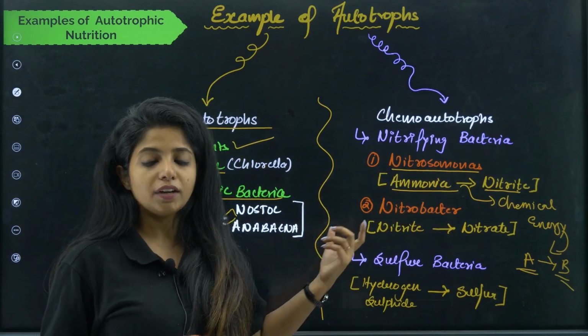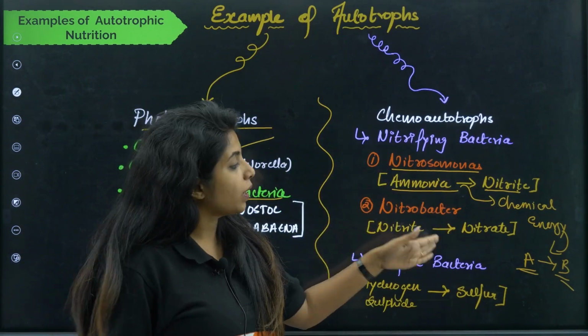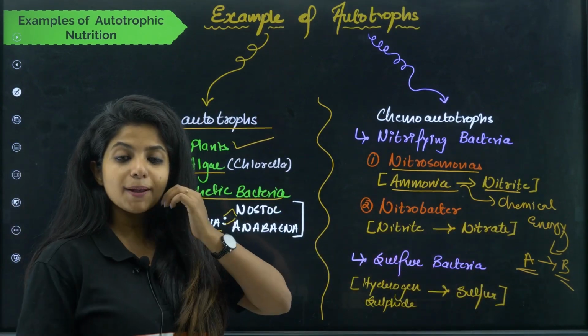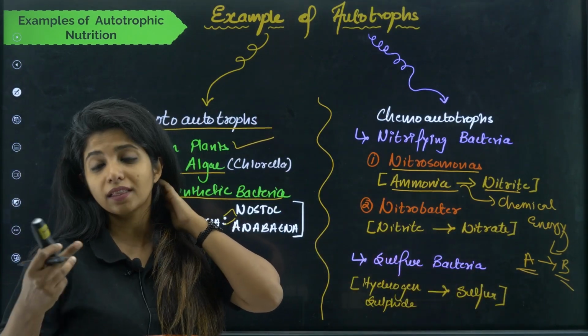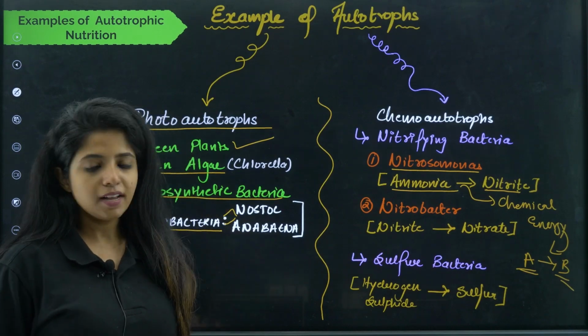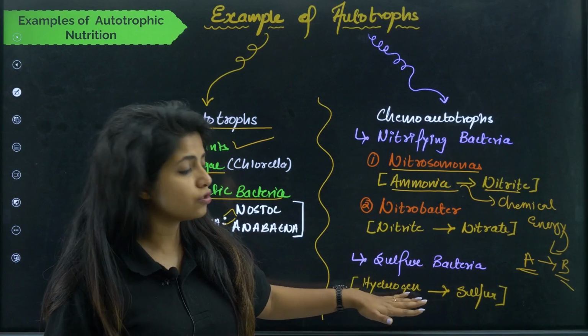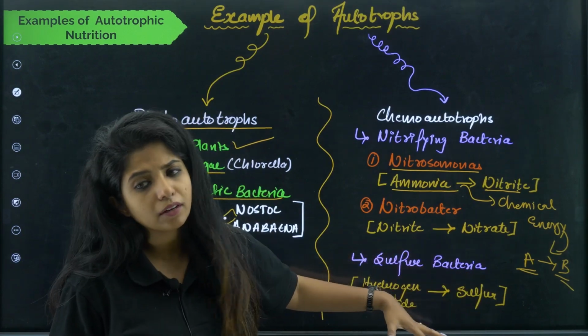What are they doing, children? They are doing chemical reactions, which is why chemical energy is being released, and that chemical energy is used for making their food. That's all. Similarly, sulfur bacteria is another group of bacteria in which hydrogen sulfide is converted to sulfur. This is a chemical reaction.